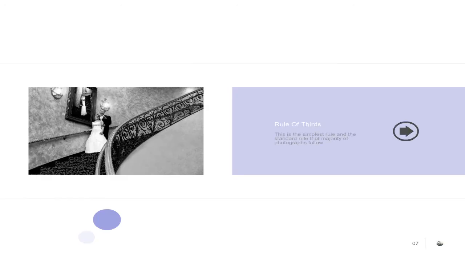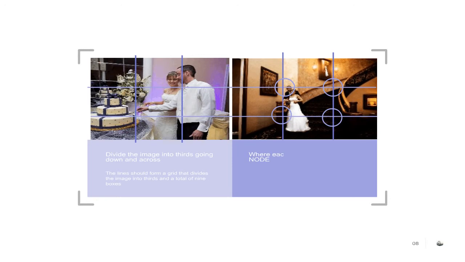Let's start with the simplest of the rules, which is the rule of thirds, the most basic rule, and the rule that most photographers and photographs follow. So how does the rule work? Well, if you look at the image, it hopefully will explain it a little better, but we're going to divide the picture into thirds. So we're going to have 2 lines vertically, 2 lines horizontally, so that we've broken the picture into these quadrants of thirds. And so there'll be 9 quadrants altogether.